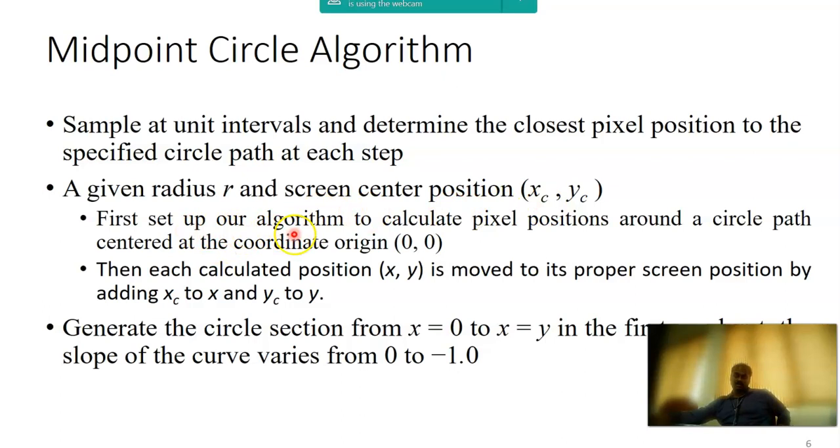The first step in our algorithm is to calculate the pixel positions around a circle path centered at the coordinate origin, 0 comma 0. Then each calculated position x comma y is moved to its proper screen position by adding xc to x and yc to y. We generate the circle section from x equal to 0 to x equal to y. In the first quadrant, the slope of the curve varies from 0 to minus 1.